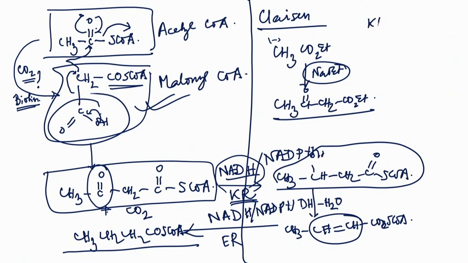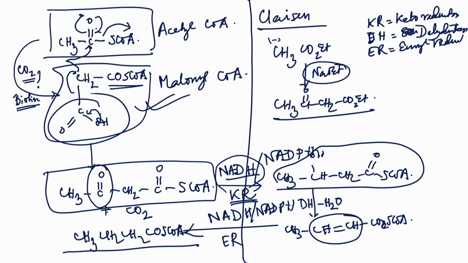So, you have KR, that is ketoreductase, you have DH, that is dehydratase, and then you have ER, that is enoyl reductase. Why enoyl reductase? Because that functionality is an enoyl functionality, and then the acid, enoyl. It is not acid like acetyl, okay, acetyl. So, this is an enoyl reductase.